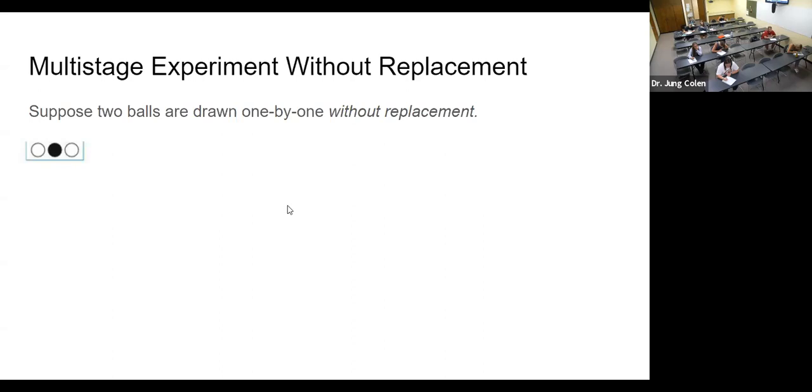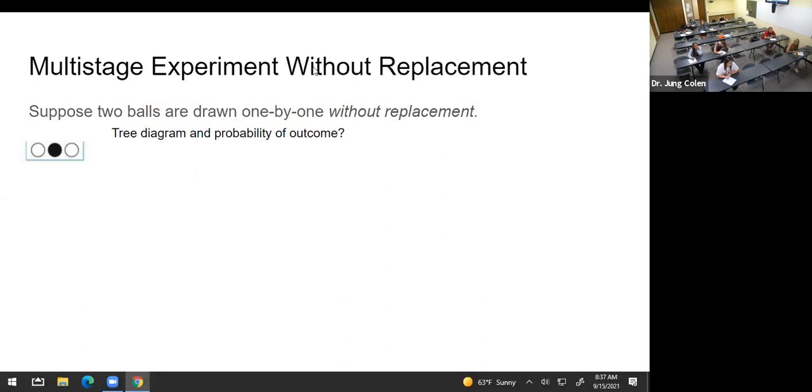Okay? So let's consider this. Suppose two balls are drawn one by one without replacement. Can you make a tree diagram and find the probability of each outcome? You are drawing two balls. The first ball is not replaced. You need to think a little bit harder for this one. The second draw is affected by the first draw. So how about we do that together?